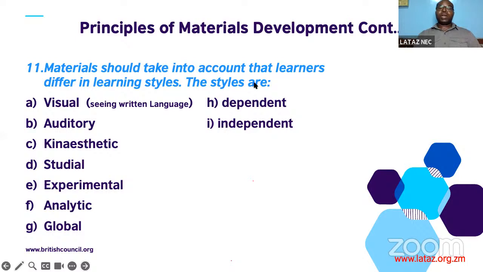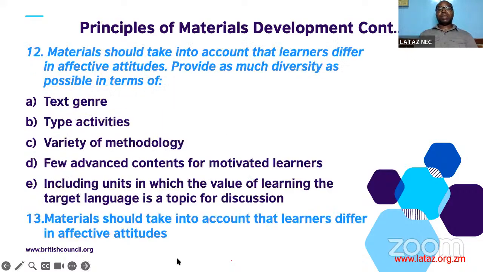Okay. Take into account that learners have different learning styles. Okay, there are those that are visual, use their eyes a lot, those that learn better when they hear from others, from the teacher, those that learn by doing, those that learn by artistic work, those that like experiments, always wanting to do something to show and test. Those that are analytic, those that are global, those that are independent, those that are dependent. These learning styles. Okay. Then also take note of the difference in affective attitudes.